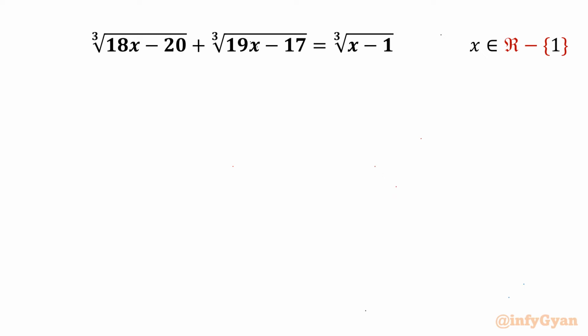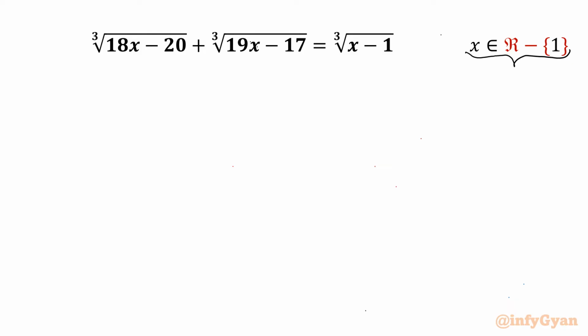In this video, we have one very interesting question from radical equations. The given equation is cube root of (18x minus 20) plus cube root of (19x minus 17) equal to cube root of (x minus 1). x belongs to real numbers except 1.